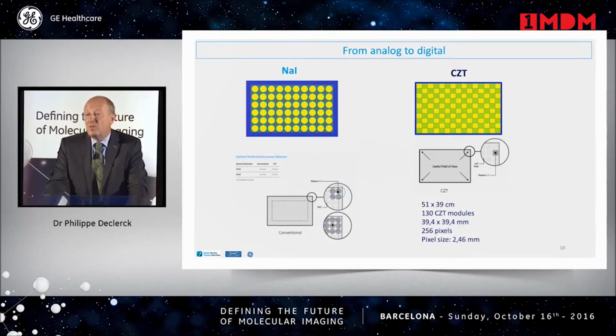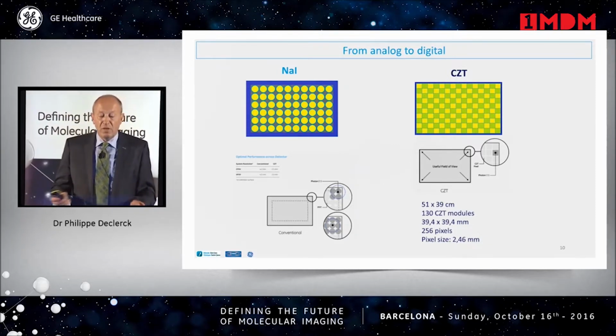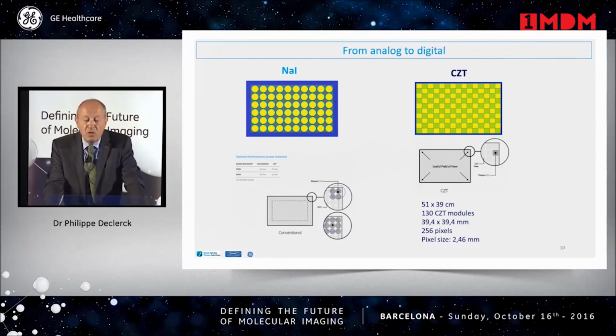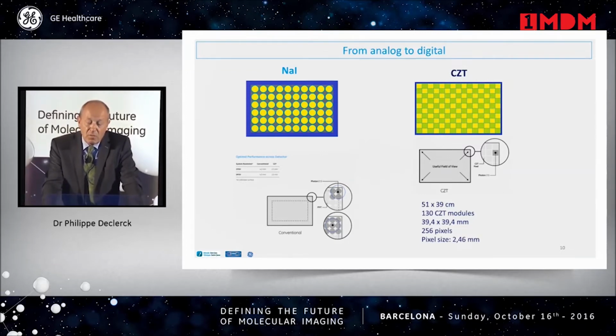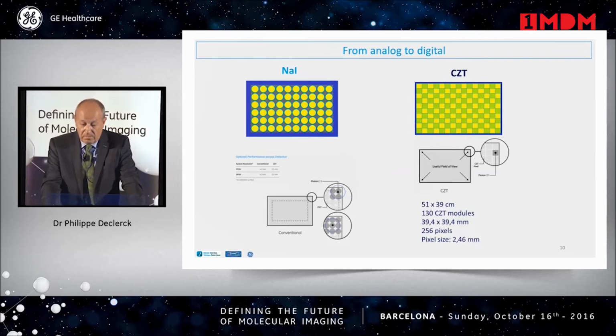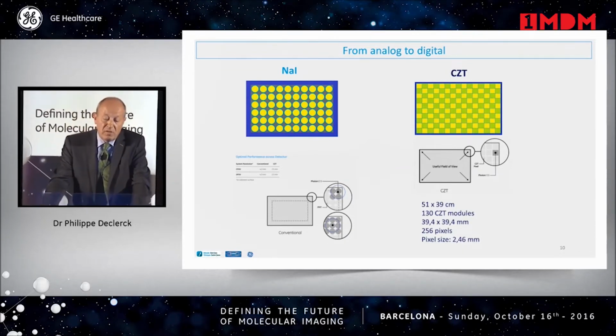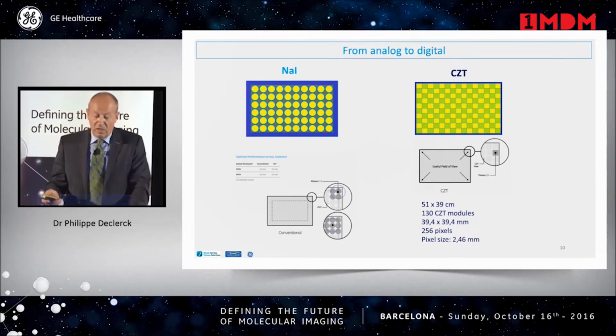You see on the left hand the concept of the usual gamma camera with the photomultipliers, and on the right side the digital detectors. What you have on the left side is a lot of dead space. You don't have it with the digital. Why? Because it's rectangular and we have no dead space anymore. We have an increase in effective detector surface of 25%. One detector has 130 CZT modules, each one with 256 pixels. 1 pixel is 2.46 millimeters.